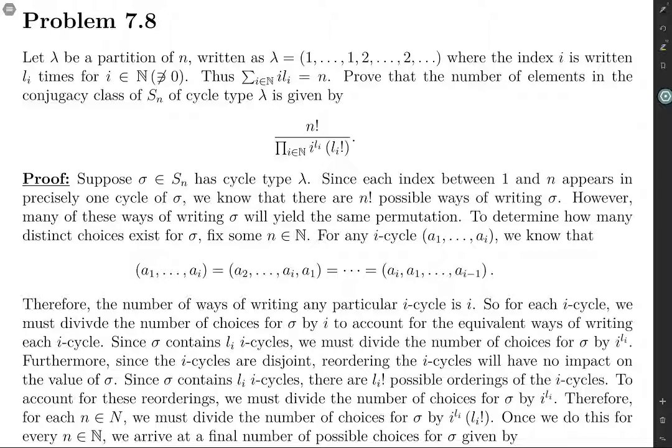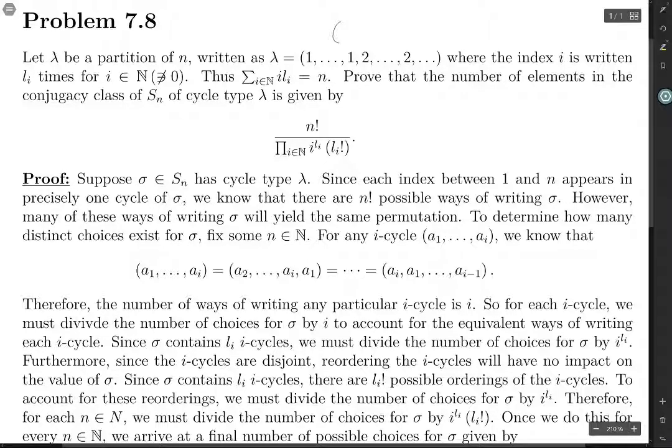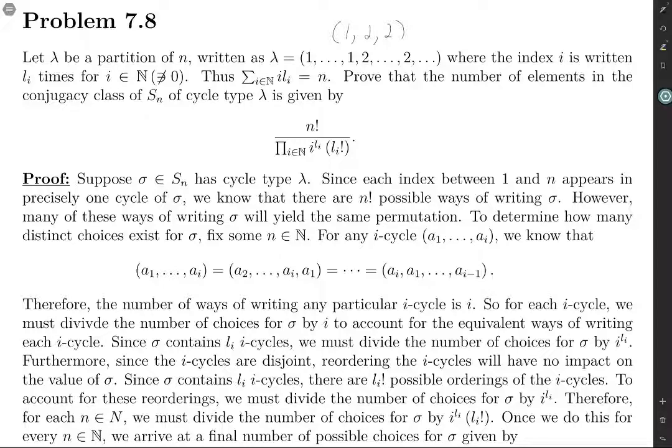Okay, so we have this problem. We're going to let lambda be a partition of n, and we write it in this way. We write 1 a few times, 2 a few times, etc. For example, if you have 1, 2, 2, this is a partition of 5 because 1 plus 2 plus 2 equals 5. And this is written where you put the 1s first, then the 2s, etc.